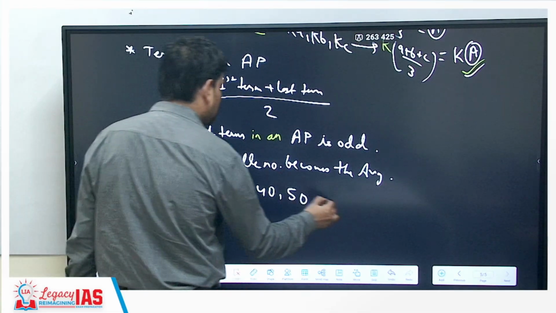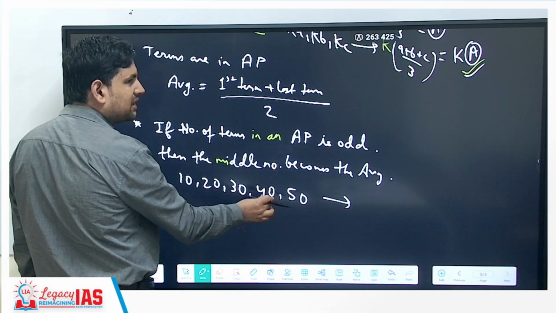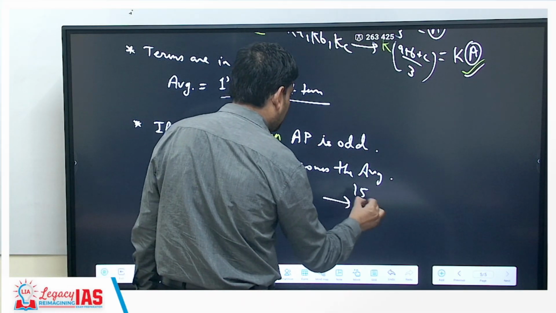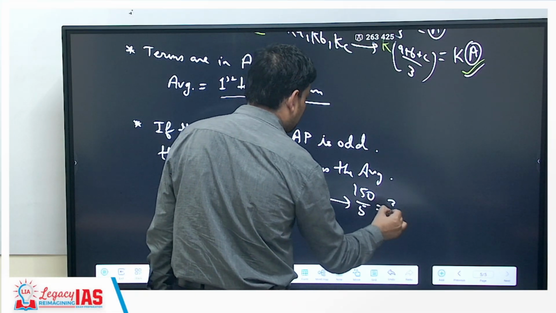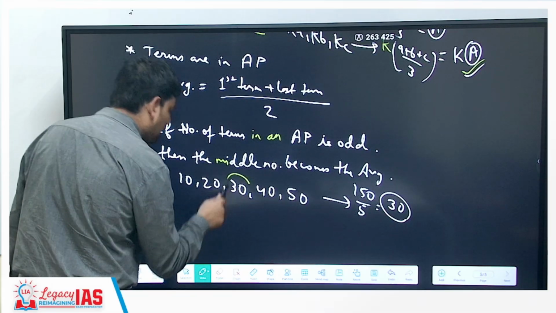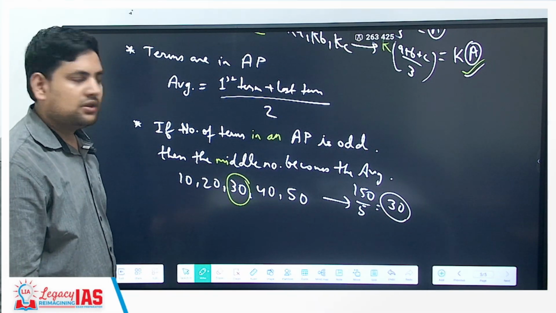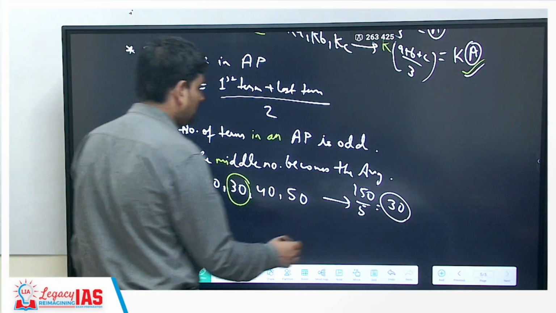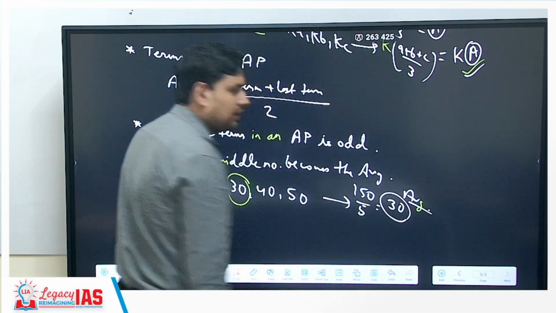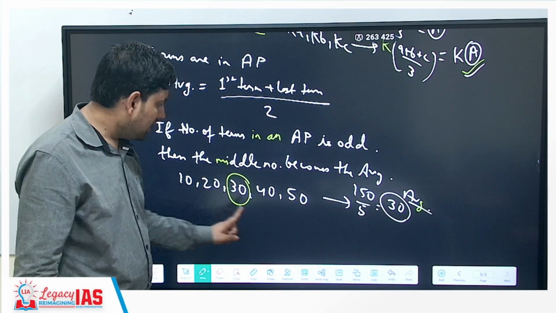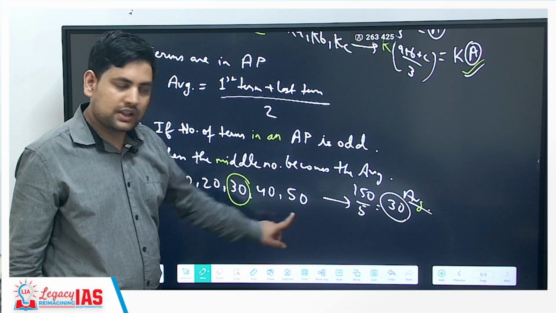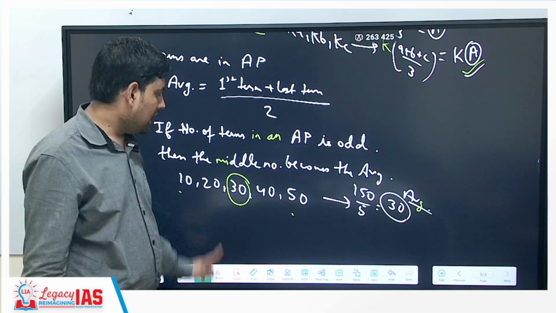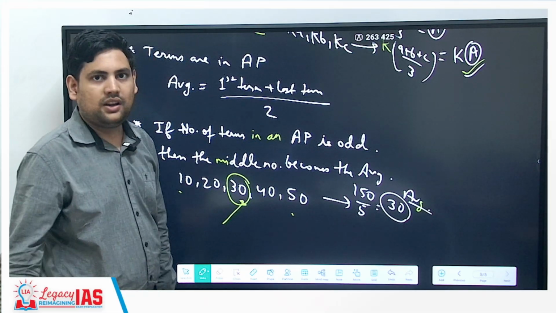Now let's find the average of them. What will it be? 10 plus 20 is 30, 30 plus 30 is 60, 60 plus 40 is 100, 100 plus 50 is 150, 150 divided by 5. 150 divided by 5 comes out to be 30. Now 30 is also the middle term. Understood? So when the number of terms in an AP is odd, the middle term itself becomes the average. Okay, so first term plus last term will work here also. See, 10 plus 50 is equal to 60. 60 divided by 2 is also 30. But if the number of terms is odd, one more thing will work. That is, you just pick the middle term, that will be the average.